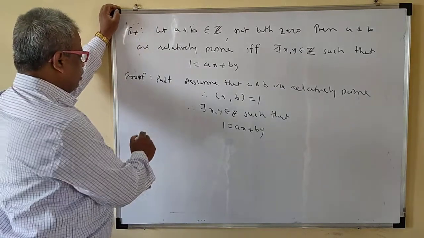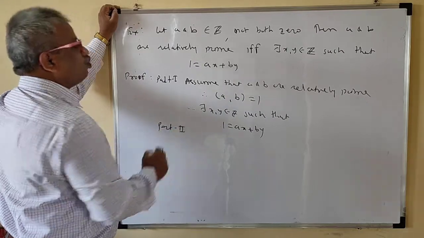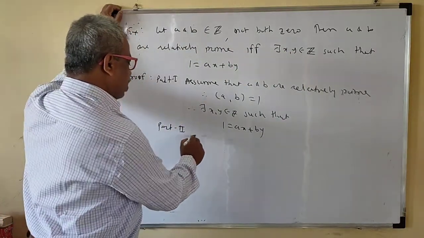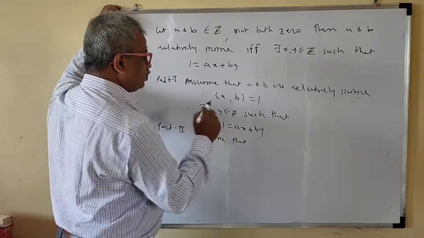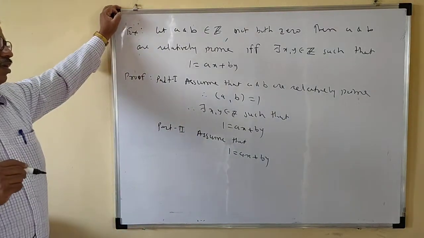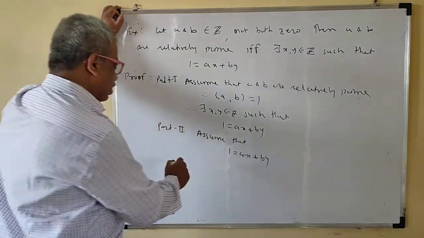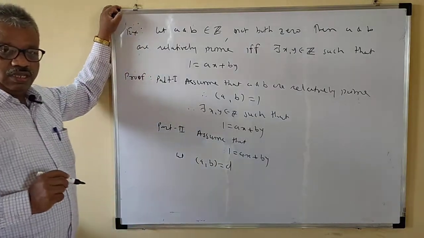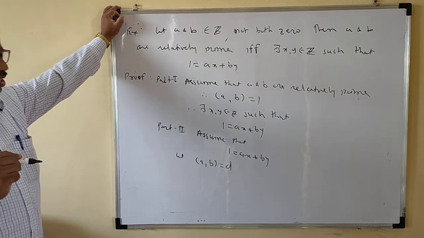Now part 2. What do I have to assume? Assume that 1 is equal to AX plus BY. And what we have to prove? A and B are relatively prime. So let the GCD of A and B be D. What we have to prove is that D is 1.